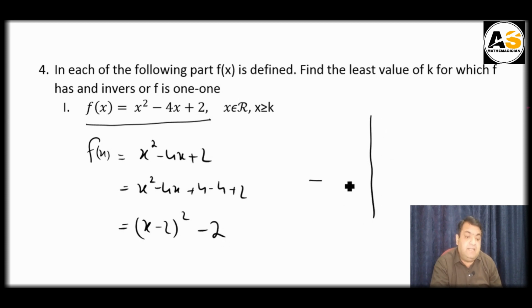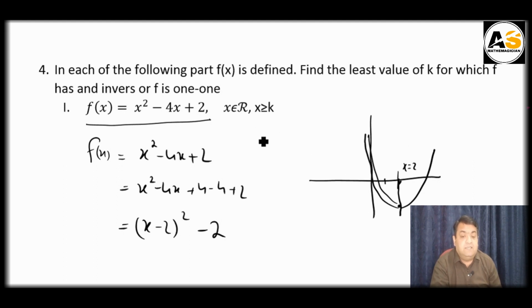So its graph will be like this. It will have its minimum value at x equal to 2, and that will be minus 2. This is the vertex. The coefficient of x squared is positive, so it will be opening up. The x coordinate of the vertex is 2. x is equal to 2. Before x equal to 2, the function is not 1-1, and its inverse will not exist. And after x equal to 2, it will be 1-1.